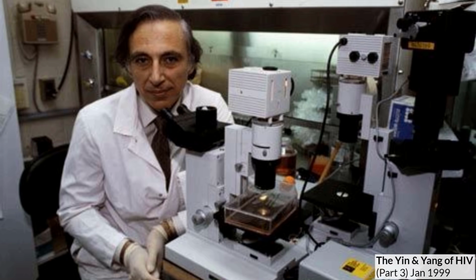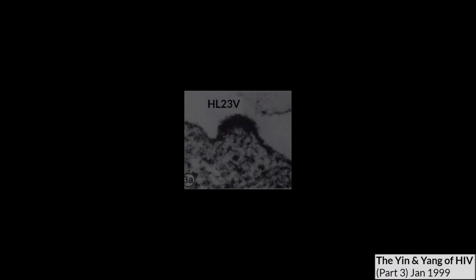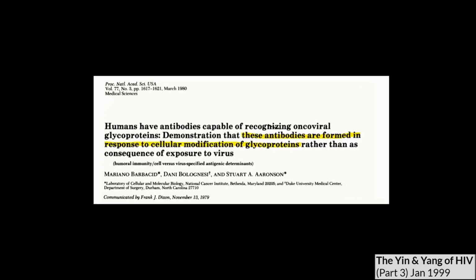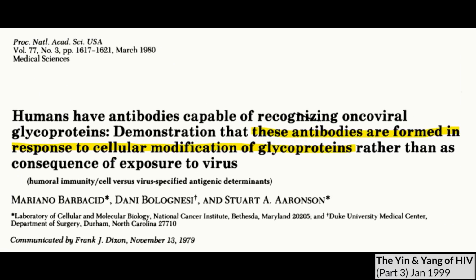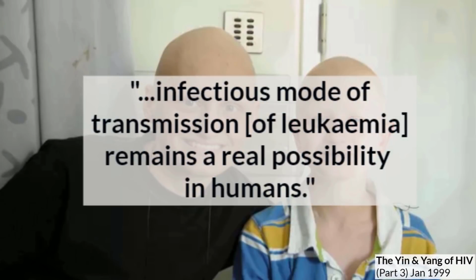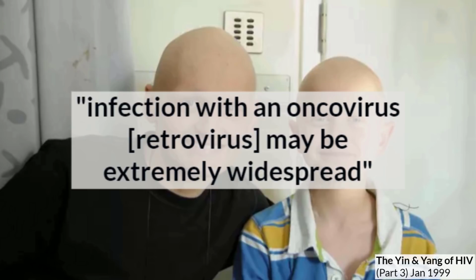The evidence for the existence of Gallo's first human retrovirus, HL23V, was much stronger than for HIV. However, in 1980, the antibodies to the HL23V proteins were shown to occur following a large variety of common non-infectious factors, and in far more humans than could ever have developed leukemia. Thus, from signifying that an infectious mode of transmission of leukemia remains a real possibility in humans, and infection with an oncovirus retrovirus may be extremely widespread, the first human retrovirus abruptly disappeared from the annals of science. At present, no one, not even Gallo, believes it existed.